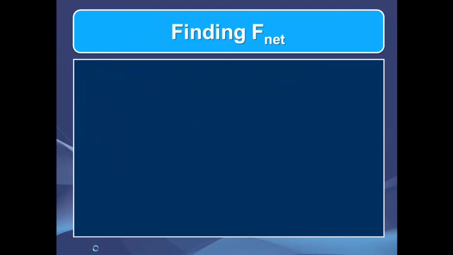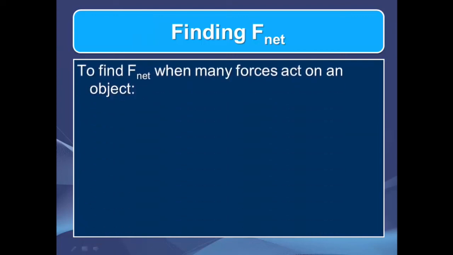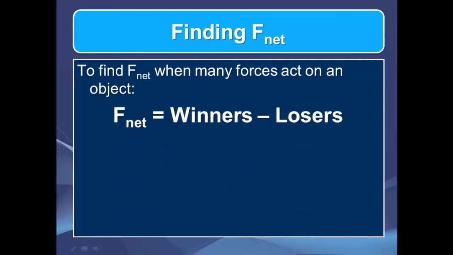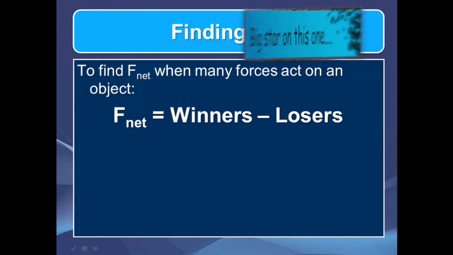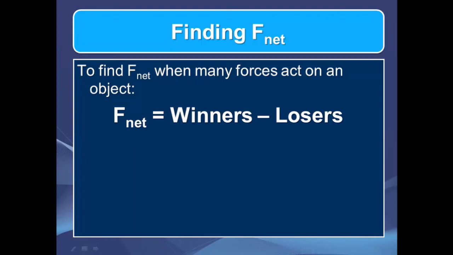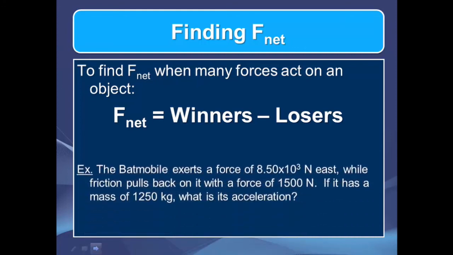Well, that works towards this next idea, that when there's lots of forces acting on the object, I want you to remember a simple philosophy, that Fnet is equal to the winners minus the losers. Whichever forces are winning the battle, i.e. pushing harder, pulling harder, whatever, those are the ones that are going to cause the motion in that direction. And then you're going to subtract the forces that were desperately trying to push it in a different direction but didn't win. Well, what do I mean by that?